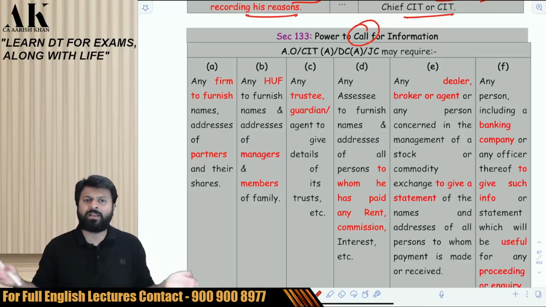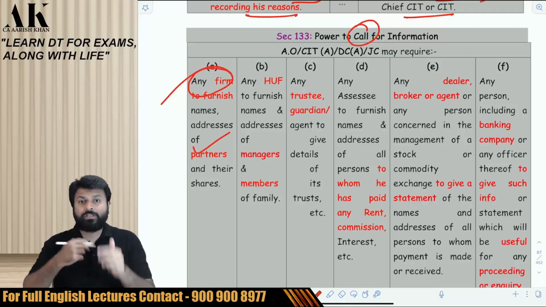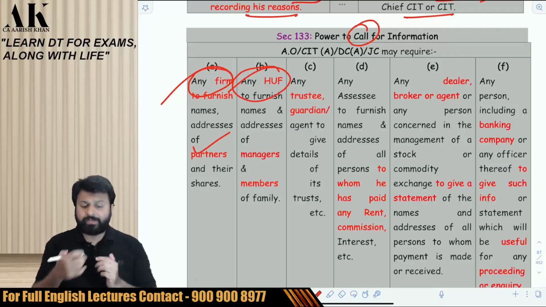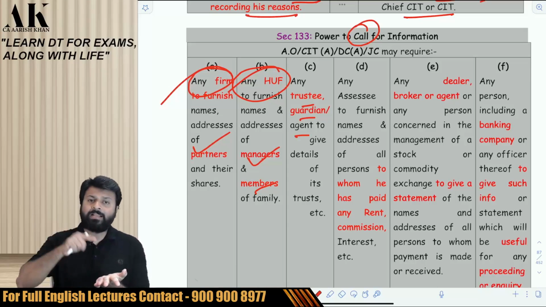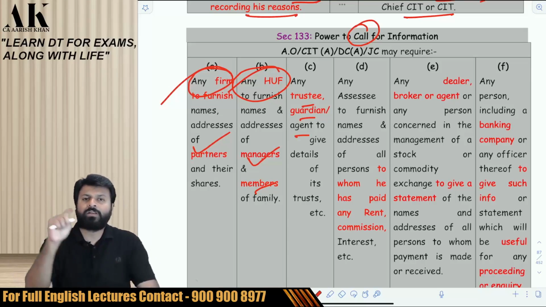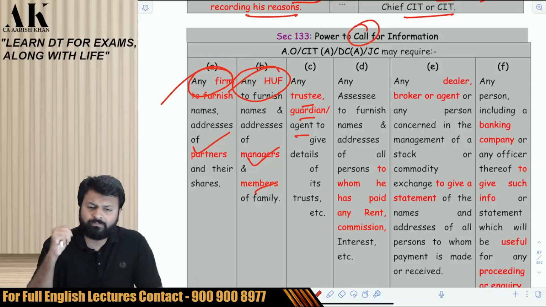Now, what kind of information will they ask for? And this notice will be served to whom? This notice can be served to a firm to furnish the details of all the partners. This notice can be served to a HUF to furnish the details of all the members and managers. This notice can be sent to trustees. It can be sent to guardian. It can be sent to agent and ask them, you are trustee in which all trusts? You are agent for which all people? You are guardian for which all people? These are the information which they can ask for.